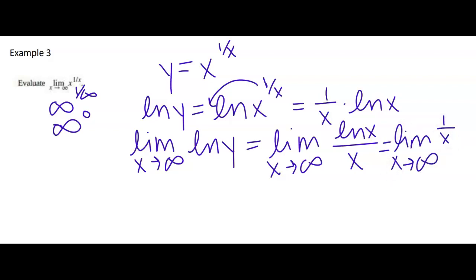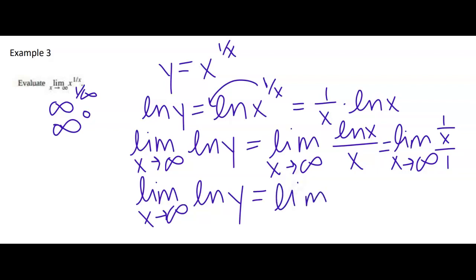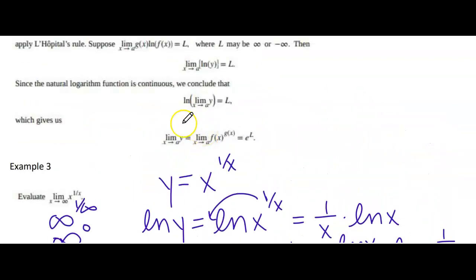The derivative of the top over the bottom. So I get the limit as x goes to infinity of the natural log of y is equal to the limit as x goes to infinity of 1 over x, which is 0. All right, let's go ahead and go back up and see what we need to do for our next step, because that's the natural log of y, right? That's not exactly what I want here. I need to be able to undo that.